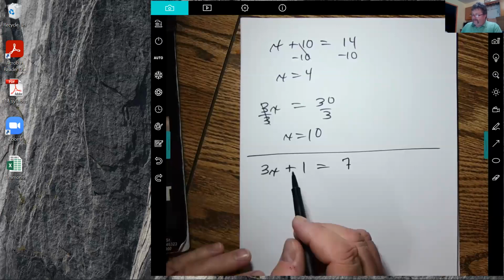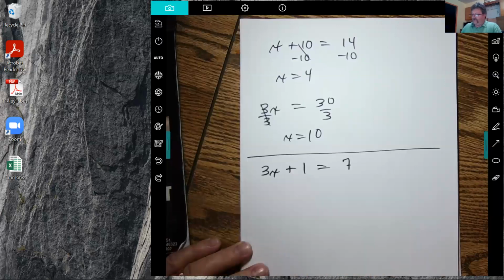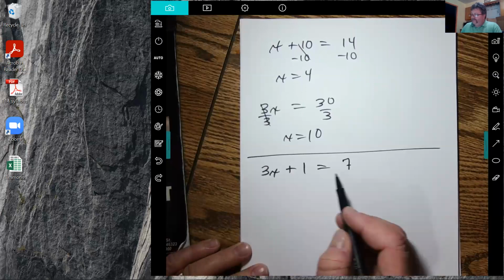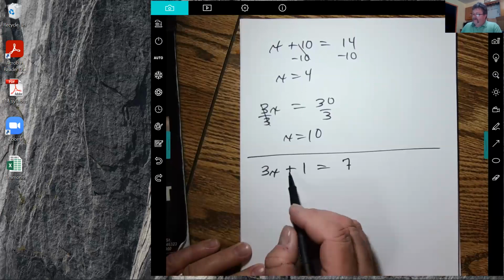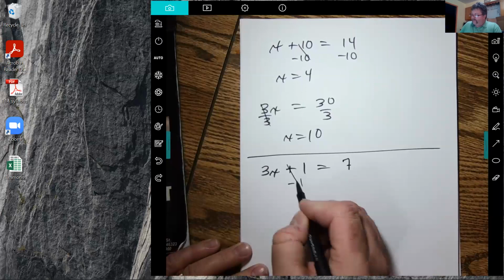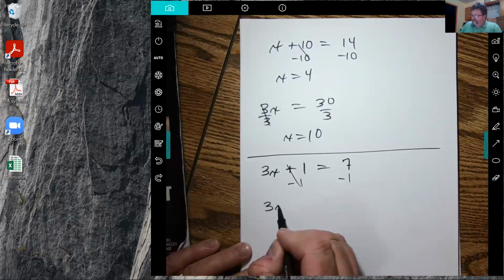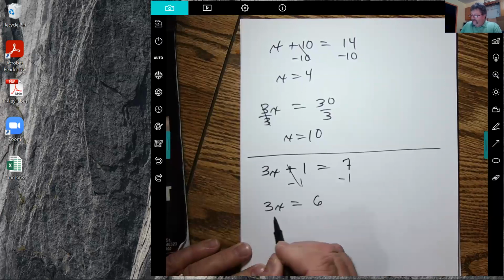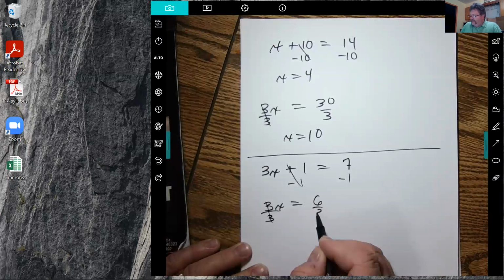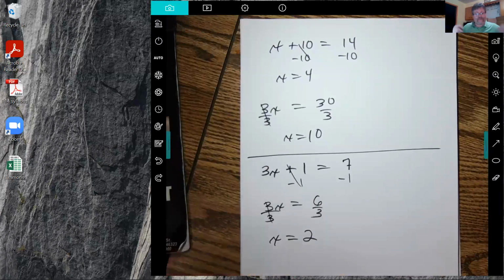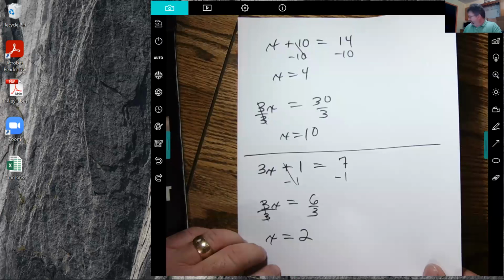So, and I'm not going to go through why. Usually I do it both ways, but let's just do it the easy way. We're going to take care of the 1 first. So I'm going to subtract that 1 from both sides. I'm going to get 3x equals 6, and then I'm going to divide by 3, and I'm going to get x equals 2. All right, so we'll tackle that plus or minus number first, then we'll divide by our coefficient.